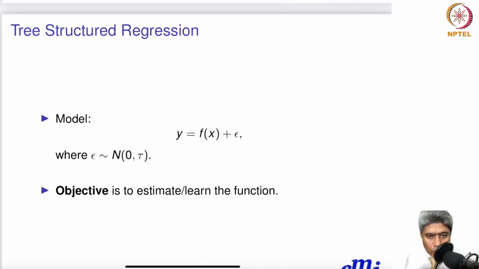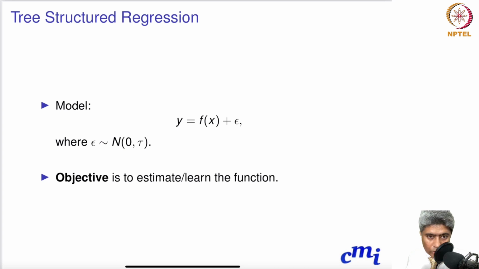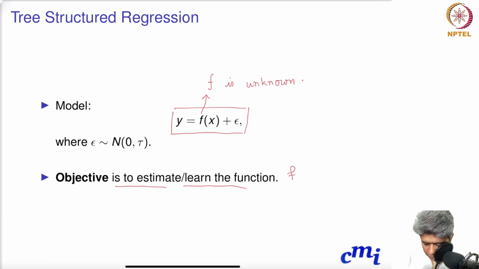In this lecture, in this discussion, we are going to discuss tree-structured regression. In tree-structured regression, we are going to have y as a function of x plus epsilon, where we do not know what the functional form f is. This functional form f is unknown. Obviously our objective is to estimate or learn the function f.